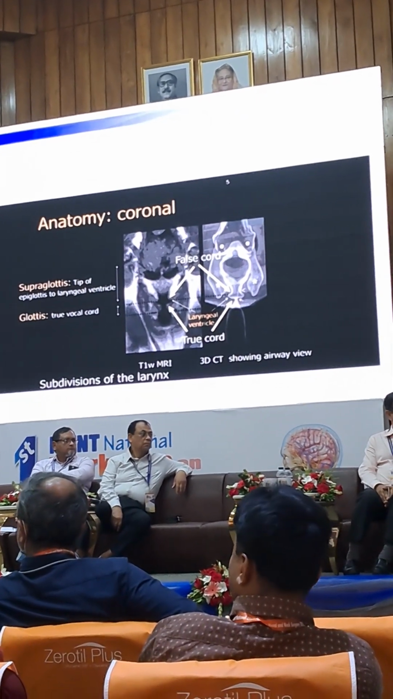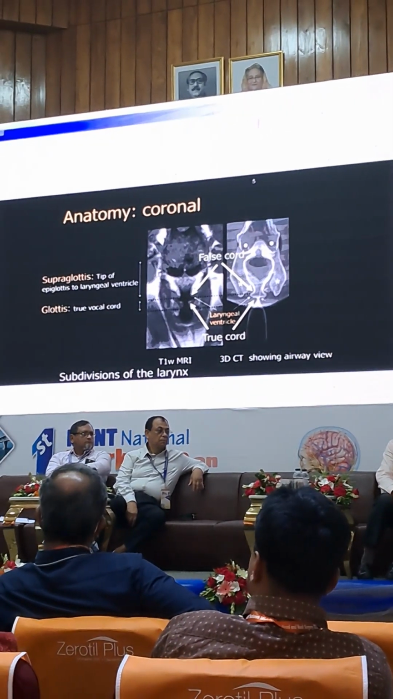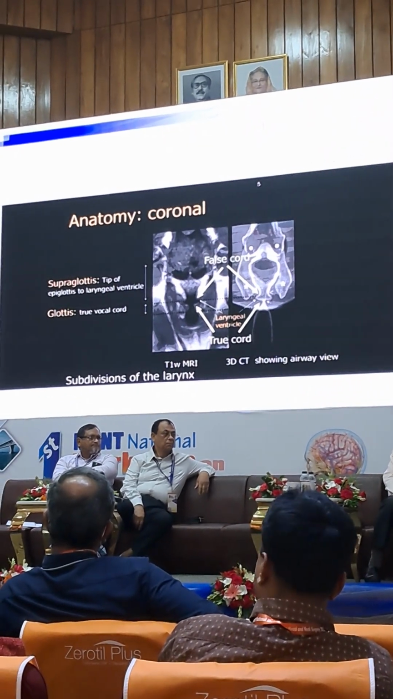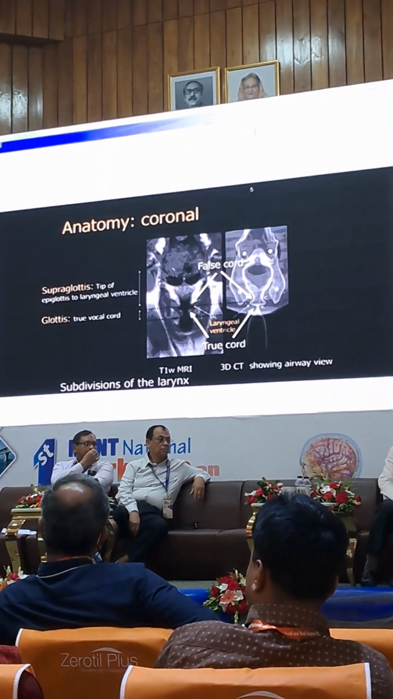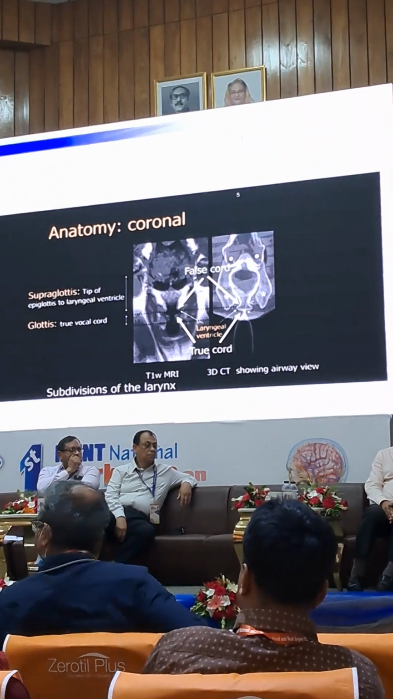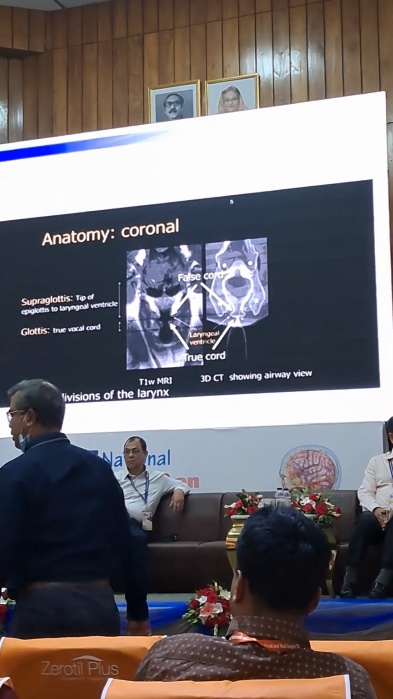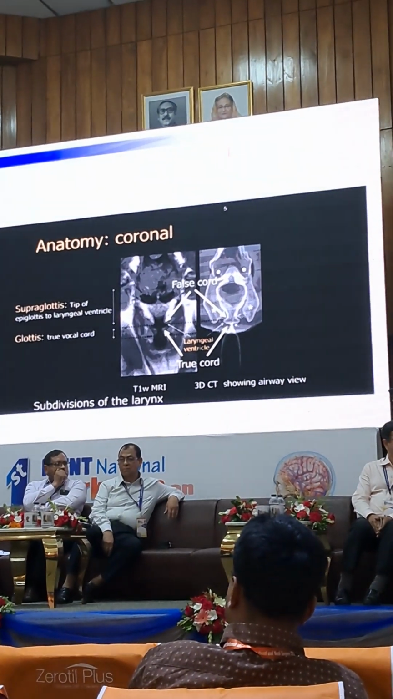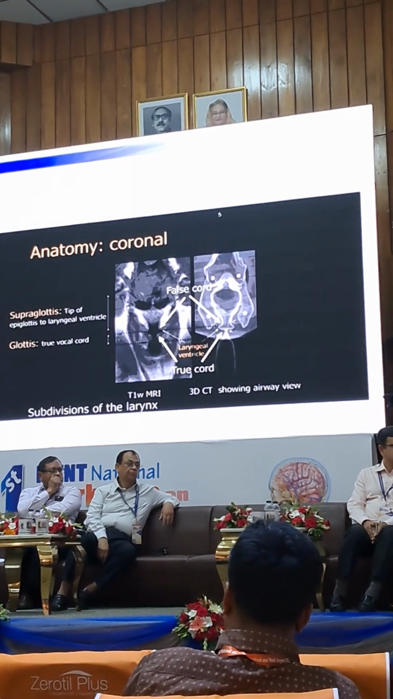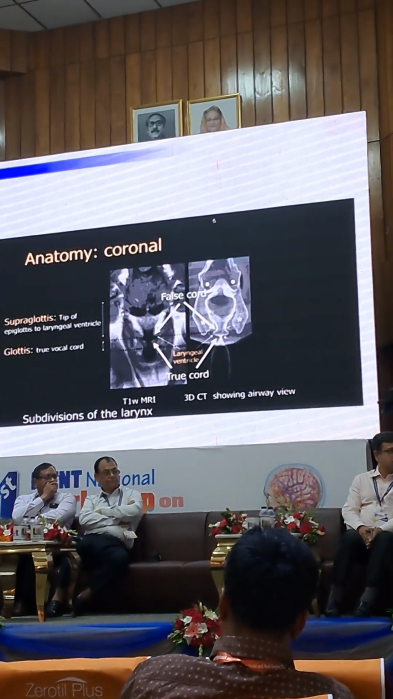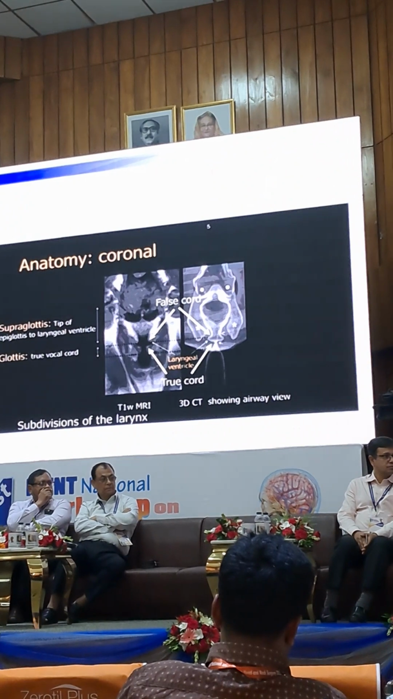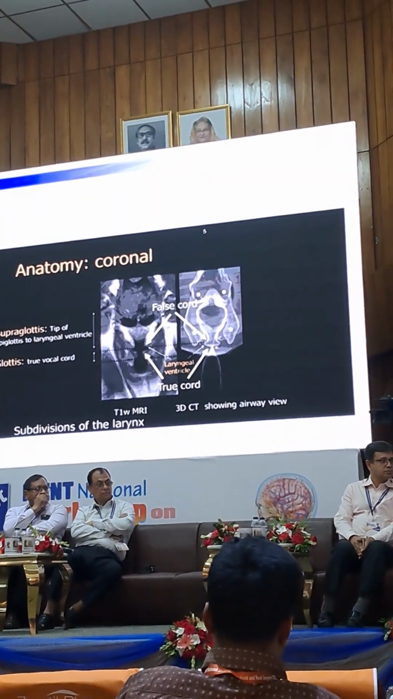And below the ventricle is the true vocal fold, the glottis, and from the true vocal fold up to the lower part of the cricoid, from the true vocal fold below is subglottis. And here is the laryngeal ventricle, above the false vocal fold, this is supraglottis, this is glottis, and below the area is subglottis.